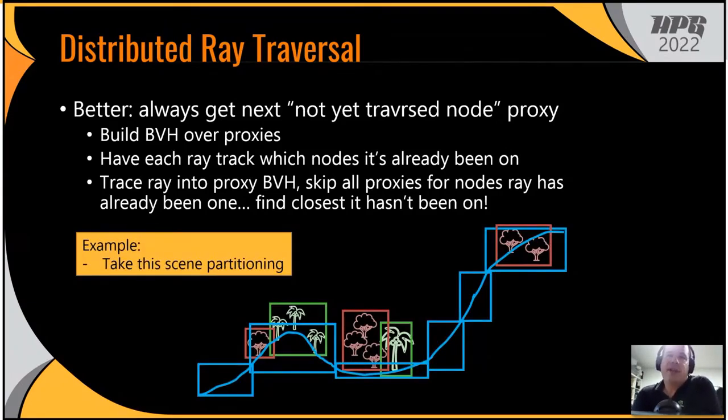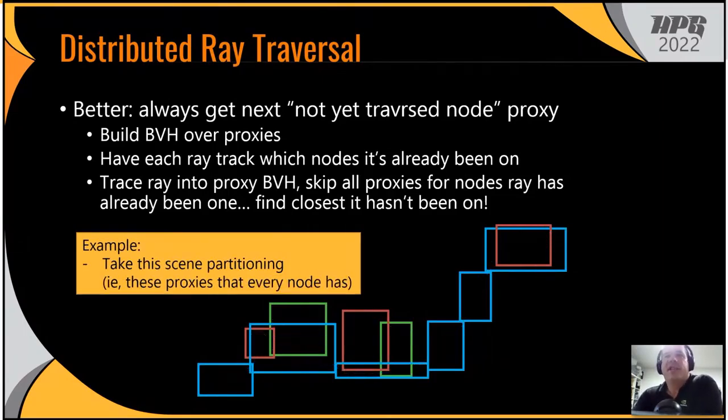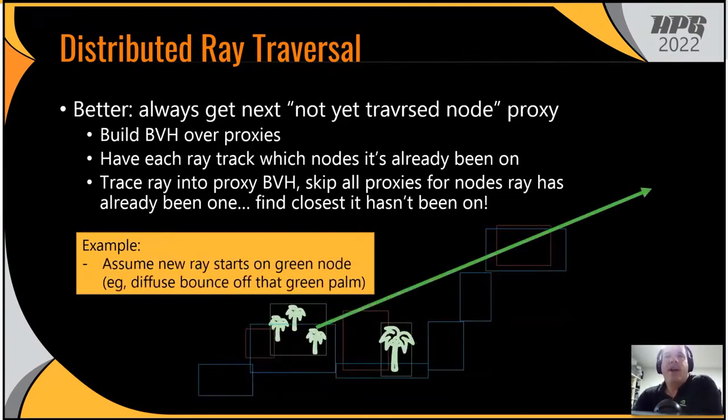So take this scene, for example, similar to the one before, with this kind of partitioning. These are the proxies that we would have in this case. Every node would have that. And now assume we're tracing a ray off the green node, a secondary ray. Maybe we shaded the green palm, and that was a shadow ray or a reflection ray. And that's the ray we want to trace.